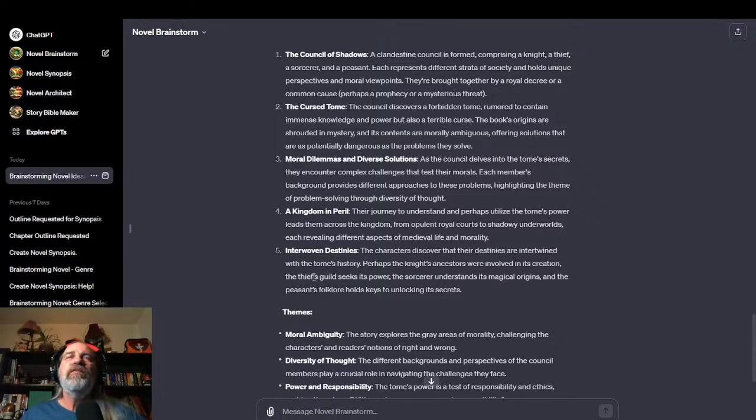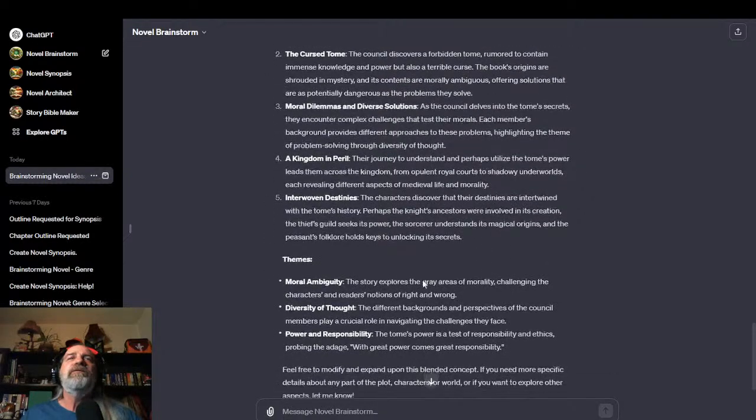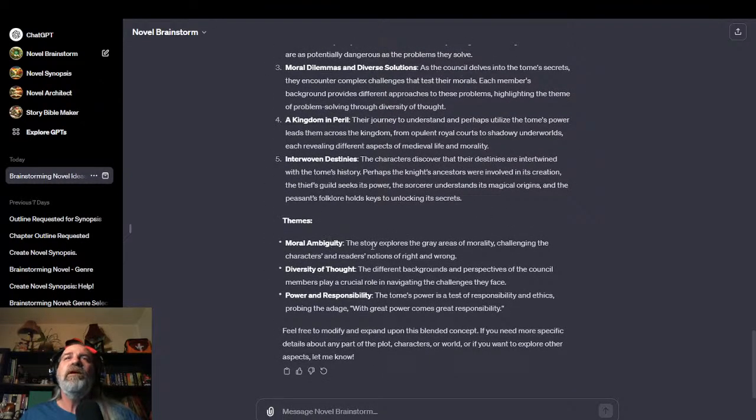The thief's guild seeks its power. The sorcerer understands its magical origins, and the peasant's folklore holds key to unlocking its secrets. Themes: moral ambiguity. The story explores the gray areas of morality, challenging the characters and readers' notions of right and wrong. Diversity of thought. The different backgrounds and perspectives of the council members play a crucial role in navigating the challenges they face. Power and responsibility. The tome's power is a test of responsibility and ethics, probing the adage, with great power comes great responsibility.